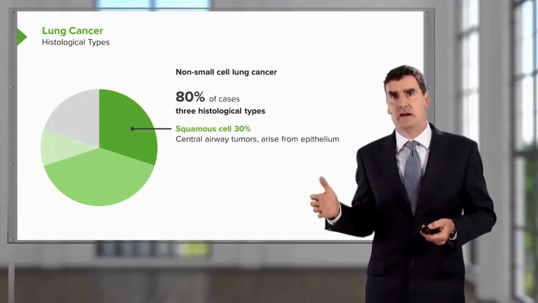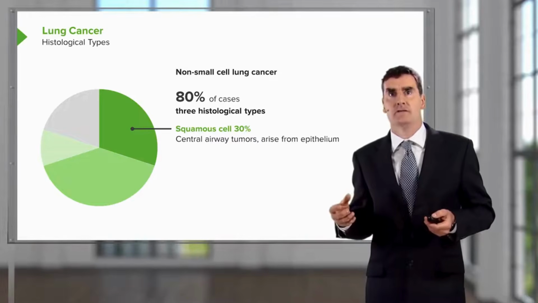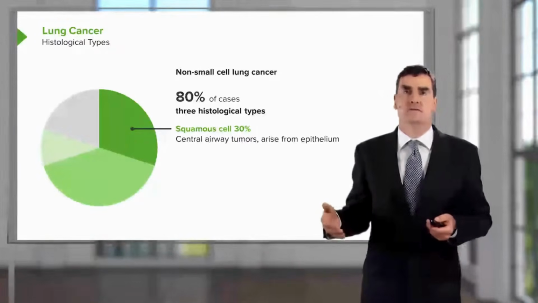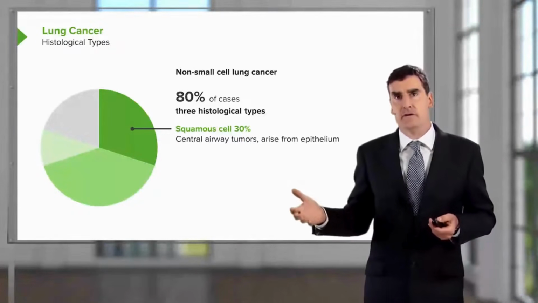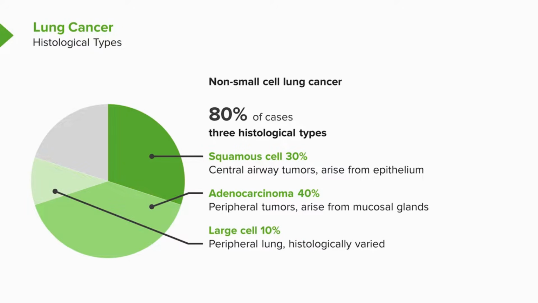One, squamous cell cancers. These tend to come from the larger airways in the center of the lungs and therefore present with hemoptysis and blockage of the airway. Adenocarcinomas, which in contrast to squamous cells tend to be peripheral tumors and arise from mucosal glands in the smaller airways distally. And large cell cancers, which are the smaller proportion, only 10% of these cases, which again is peripheral.